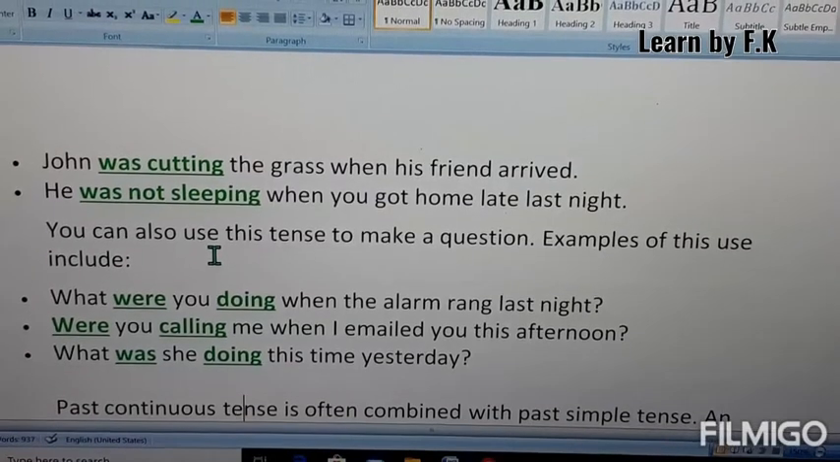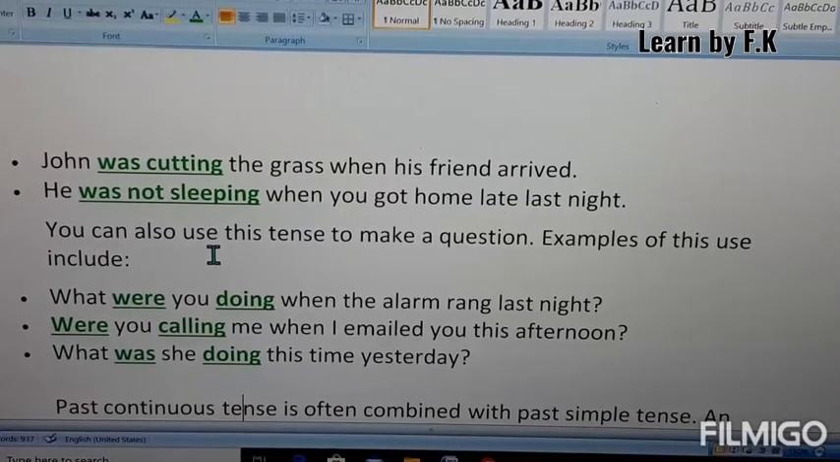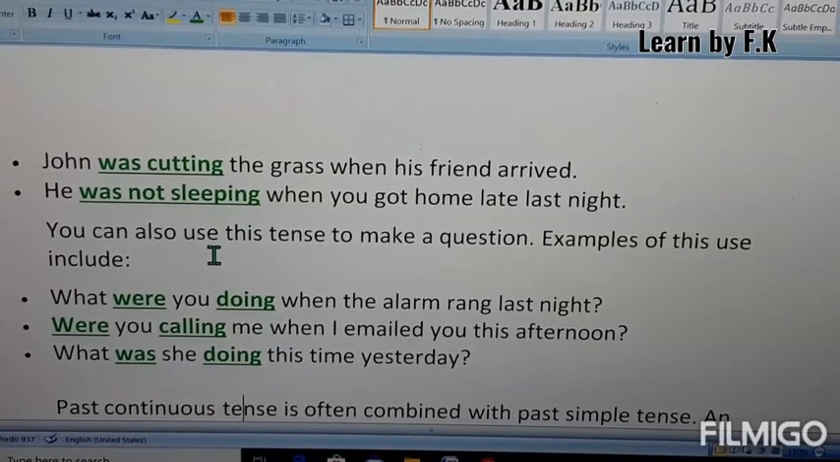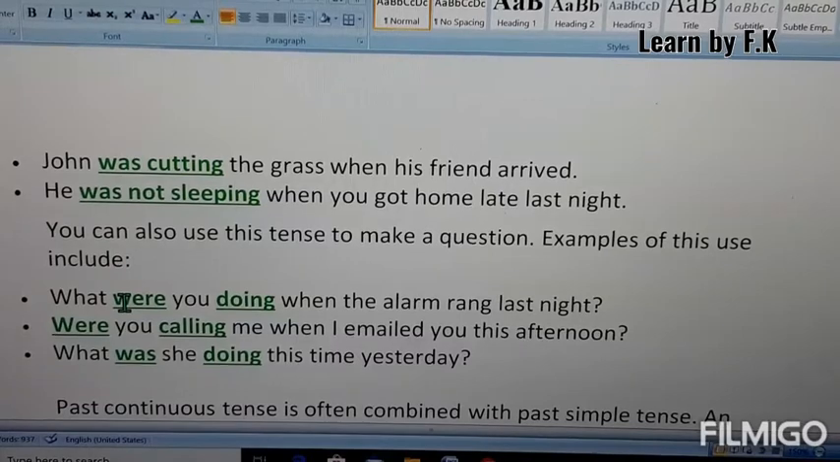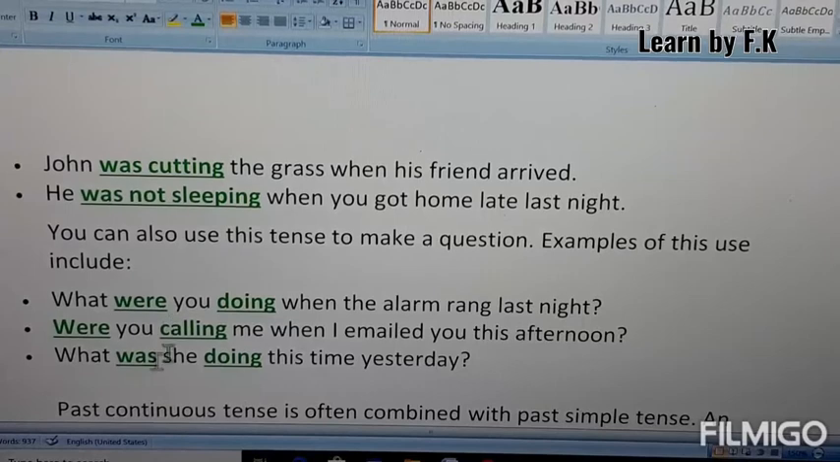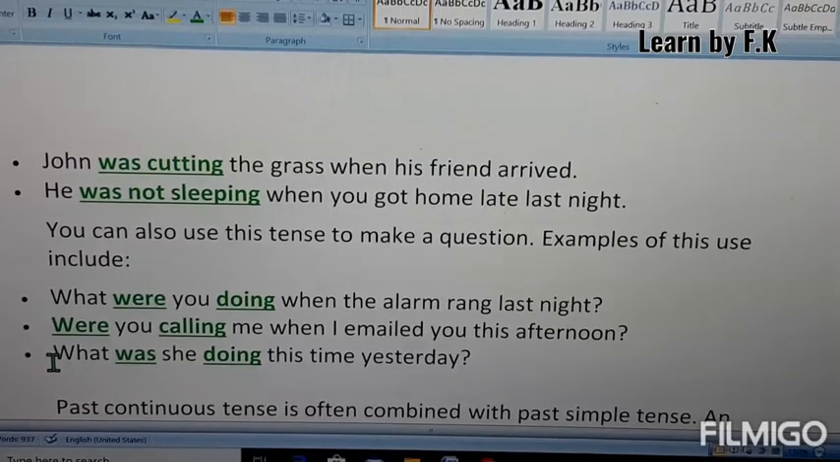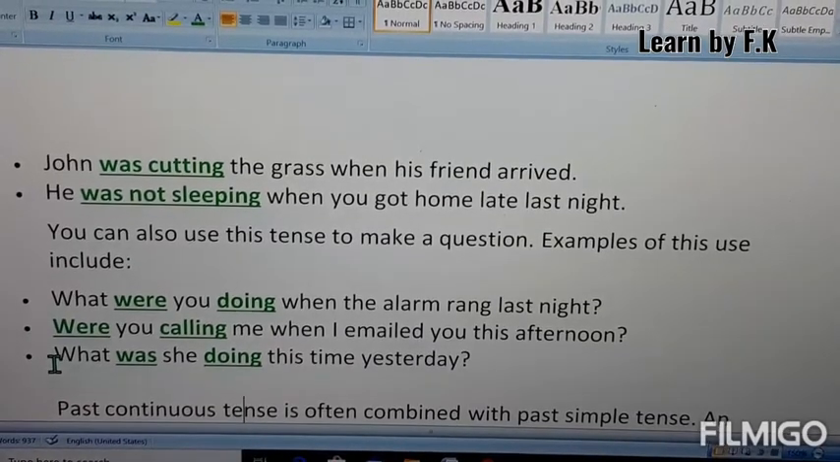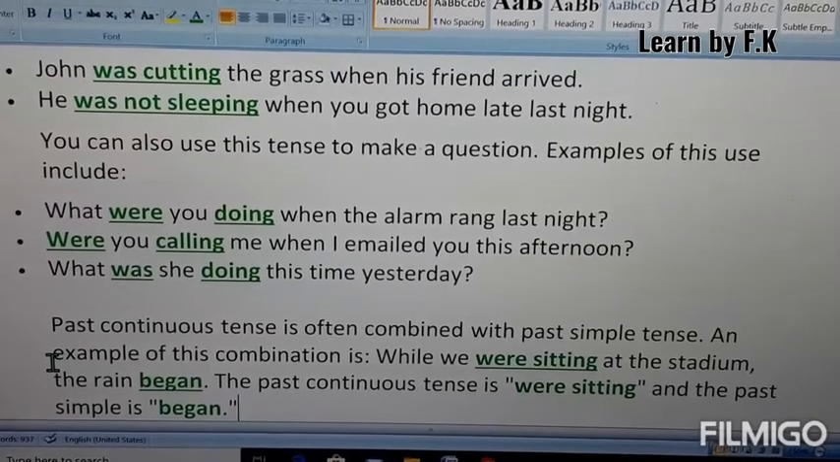You can also use this tense to make a question. These are examples of how we make questions. What were you doing when the alarm rang last night? Were doing is past continuous tense, which I highlight in each sentence here. Were you calling me when I emailed you this afternoon? What was she doing this time yesterday? And the question mark, as you know, must be mentioned at the end of each question.